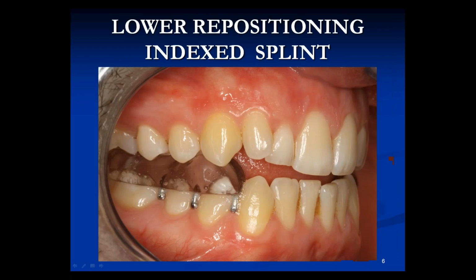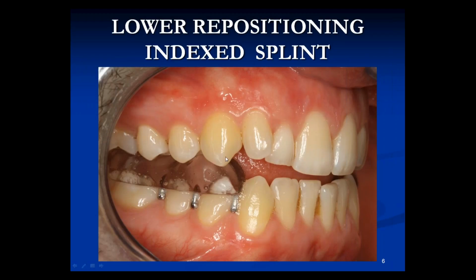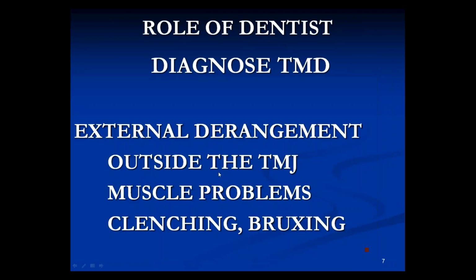I like to use a lower repositioning index splint. I like to put the jaw in the correct position and hold it there. See, if it's indexed, you can see that the teeth fit into these grooves here, whereas if it's a night guard, they can just slide anywhere. And that's not right. We have to pick the position and put the patient in a position where they don't click, in a comfortable position.